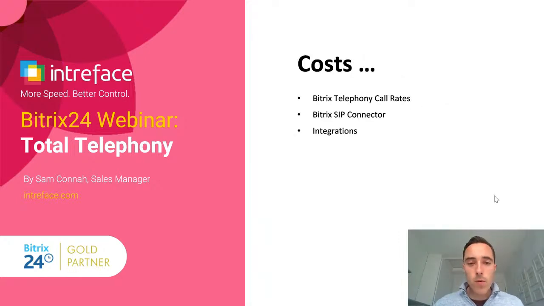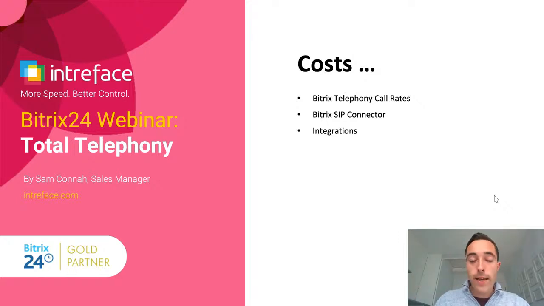But just before we look at reporting, I want to run through the costs, because we've discussed quite a lot of different costs in today's Total Telephony webinar. If we look at the first option, Bitrix24 Telephony call rates, first of all, renting the number is going to cost between $4 to $6 per month. There could also be a connection cost as a one-off cost. And then you will also need to pay for the outbound calls based on the country that you are calling to, and you'll pay per minute as a call rate.